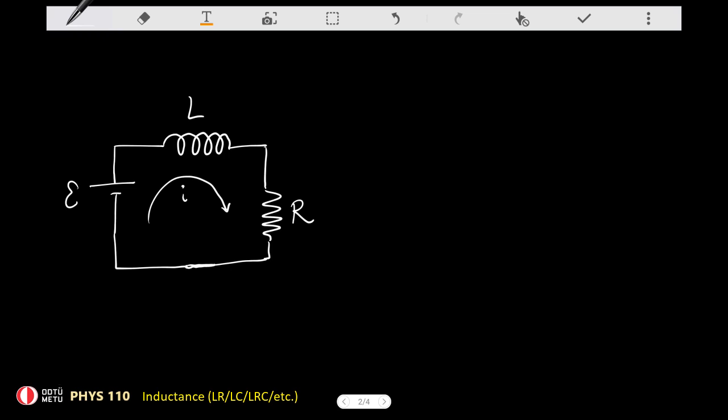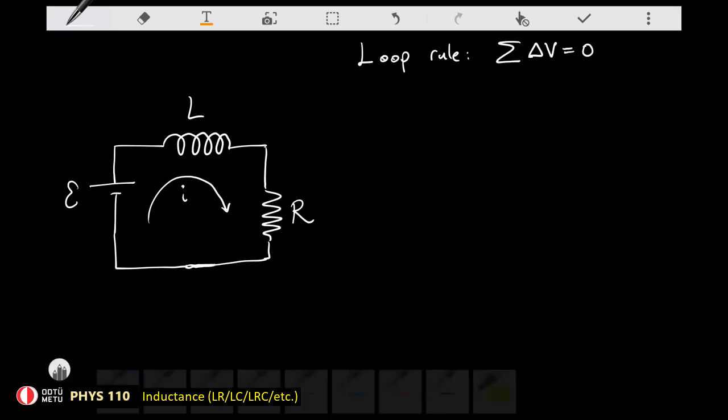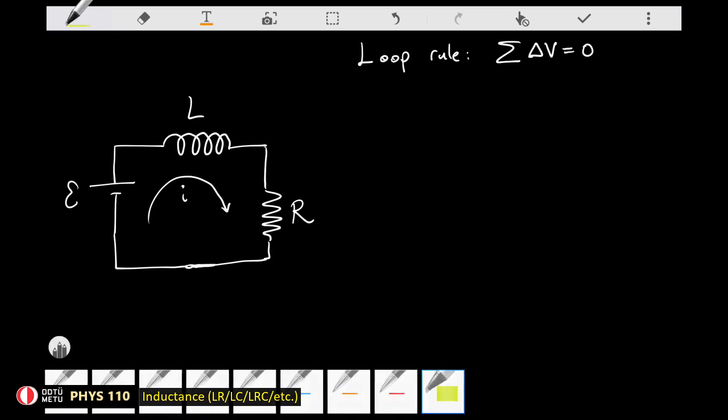So if you remember Kirchhoff's rules, Kirchhoff's junction rule is satisfied in here. There is no question about what the current is at any point in the circuit. We have to write down the loop rule. If you remember the loop rule, it was basically saying that when you go around the loop, the sum of the changes in the potential is equal to 0. I'm going to use a highlighter in here.